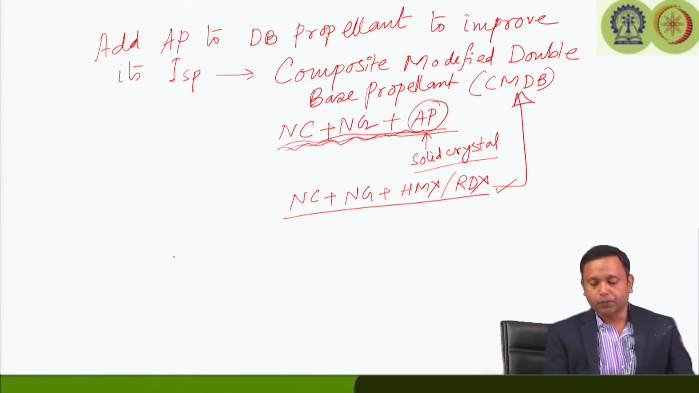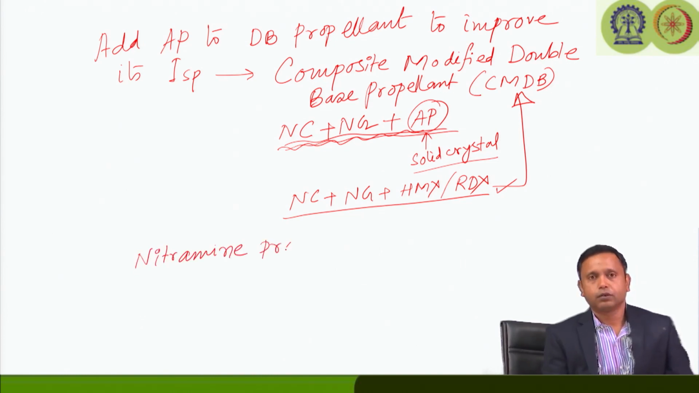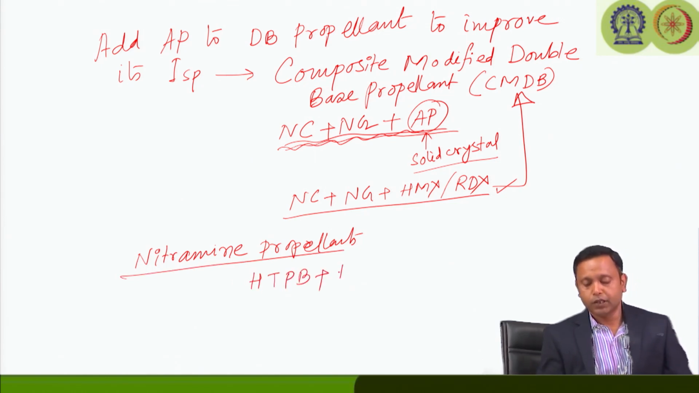So, this is CMDB. The other category of propellant is called nitramine propellants, which we have already discussed during the discussion of the oxidizers. So, basically the HTPB plus HMX or RDX.